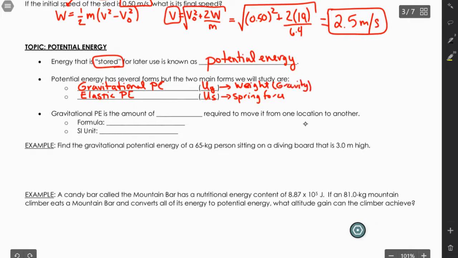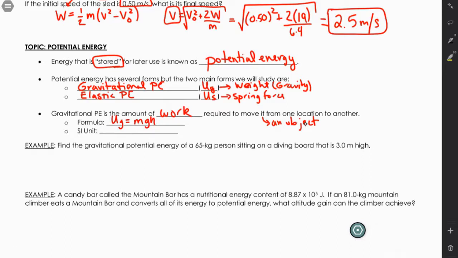One thing to know is that these are two what we call conservative forces, and all conservative forces do have potential energies associated with them. So first, let's dive into gravitational potential energy. Gravitational potential energy is the amount of work required to move an object from one location to another. And the equation is simply U sub G equals mgh.